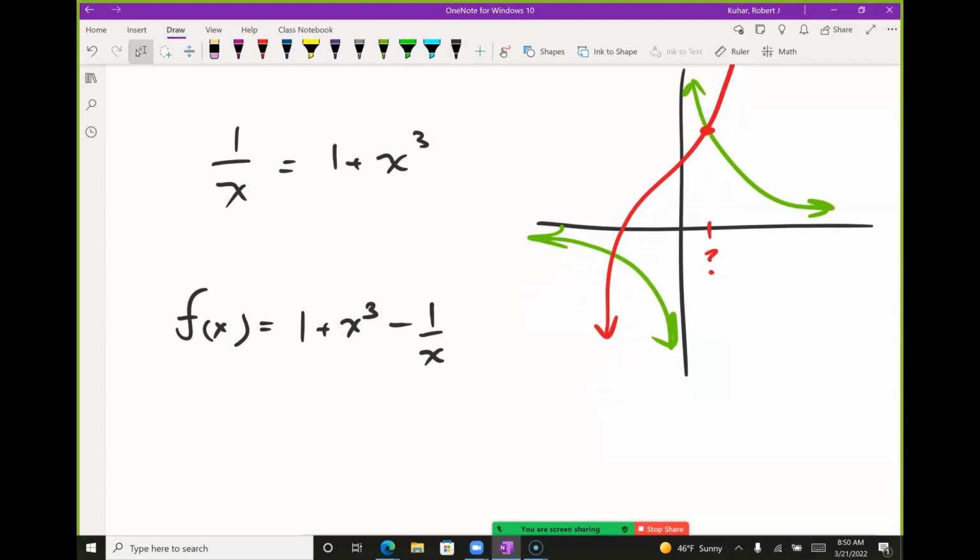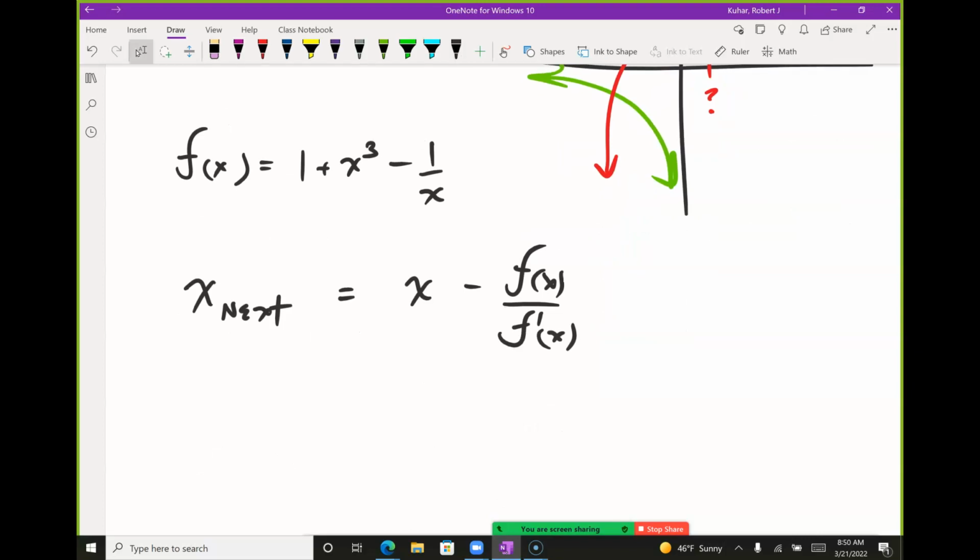So remember what I need for my Newton's method. I need x next. I'm just going to get rid of the subscripts because it's a pain. So I'm just saying I'm looking for my next x value, so I'm just going to use x. I'm going to use x minus f of x over f prime of x. Are you with me? And I want to make that look as pretty as I can.